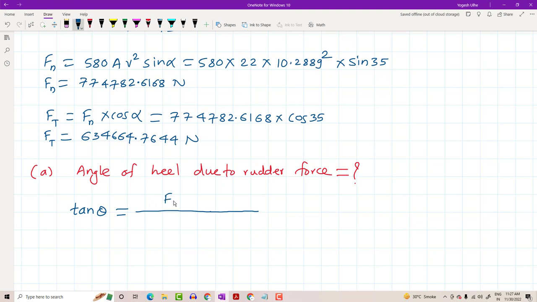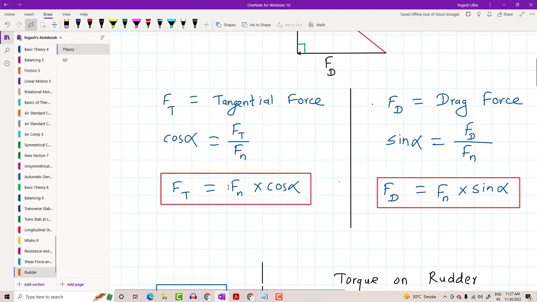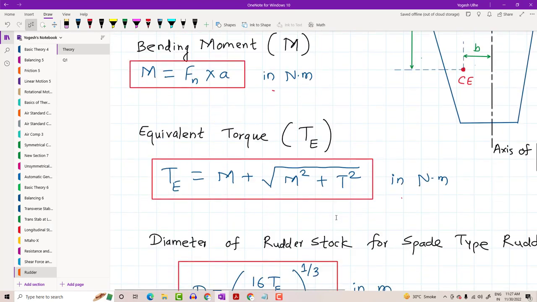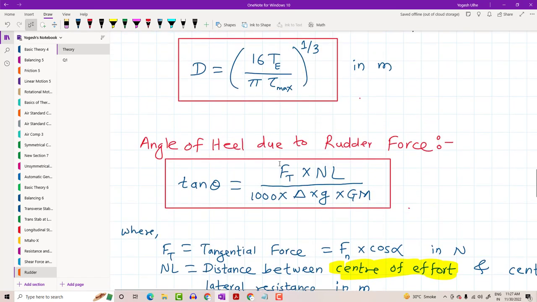Ft, tangential force, into NL, divided by 1000 multiplied by displacement into G into GM. Guys, we have seen this relation. Go through your theory. Angle of heel due to rudder force: tan theta equals Ft into NL into 1000, divided by 1000 into displacement into G into GM. We have seen.